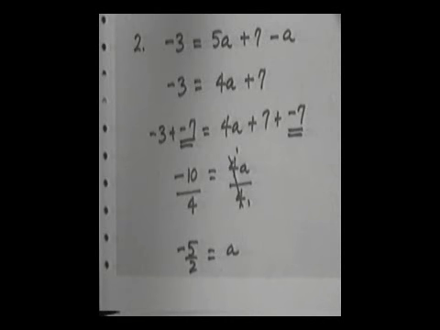Remember that if you prefer to write this equation in reverse order, it's perfectly correct to write a equals -5/2. That is, we can pick up the two sides and swap.